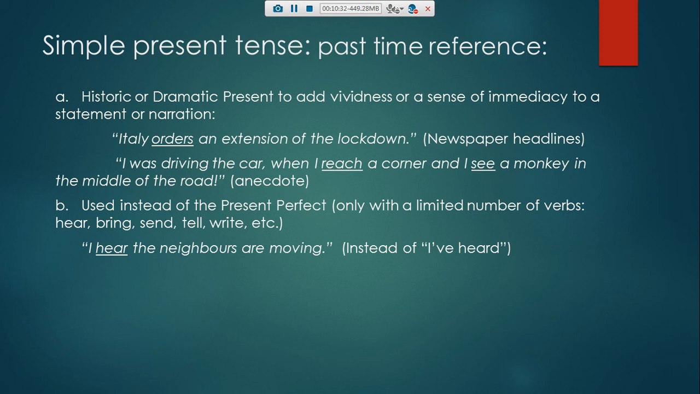Or when narrating anecdotes, you might shift from simple past tense to simple present tense to add vividness to your narration. I was driving the car when I reach a corner and I see a monkey in the middle of the road. Or it could also be used instead of the present perfect tense, only with a limited number of verbs, like hear, bring, send, tell, write. With hear, it's quite common to hear things like, I hear the neighbors are moving, meaning I've heard the neighbors are moving, something like me enteré.